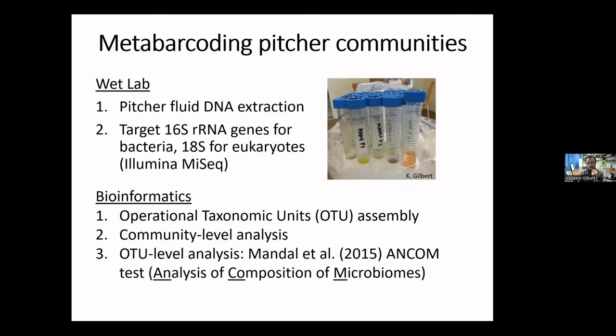To do this, we used a metabarcoding approach. Basically, we focus on a barcode gene, one gene that we can use to identify microbes from all the DNA in the pitcher sample. So we take the fluid like this, and then target the 16S genes for bacteria and the 18S genes for the eukaryotes, and then assemble them into operational taxonomic units, or for our purposes, different species that we'll use to analyze the communities in each of these pitchers.